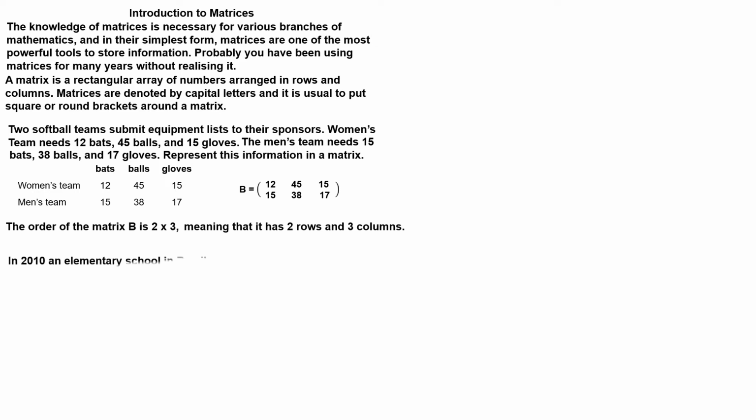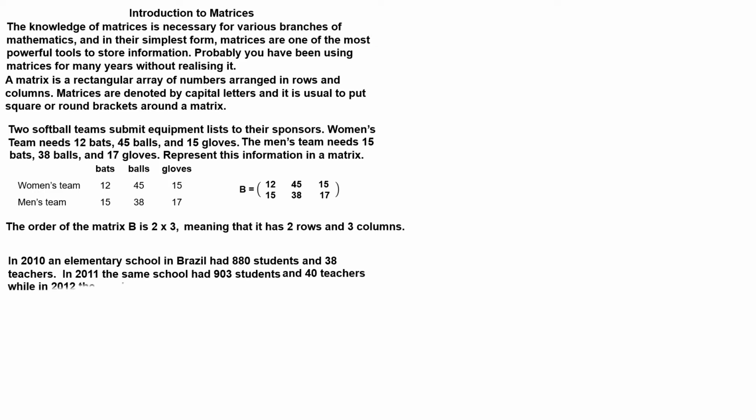In 2010, an elementary school in Brazil had 180 students and 38 teachers. In 2011, the same school had 903 students and 40 teachers, while in 2012 the numbers of students grew to 987 and teachers to 43. Represent this information in a 3 by 2 matrix.